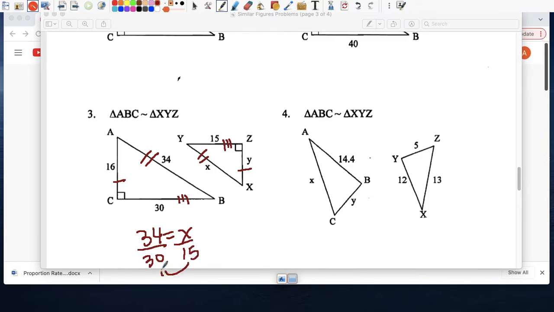Well, we're going this way, so it's times 2. Sorry, we're going the other way. We're going this way. So divide by 2, and x equals 17.